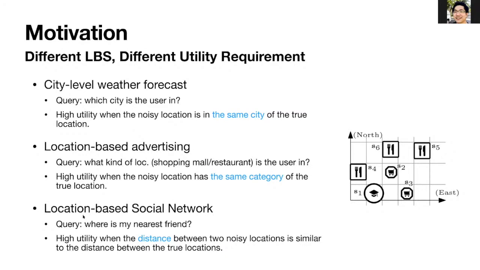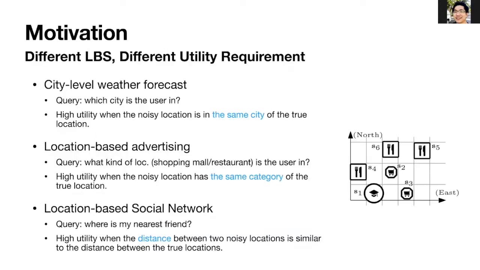Next, another application is the location-based social network. It provides functions like where are my nearest friends. So the utility of such an application would be higher if the distance between two noisy locations is similar to the distance between the true locations. So we can still preserve the distance to our friends without revealing our true location.